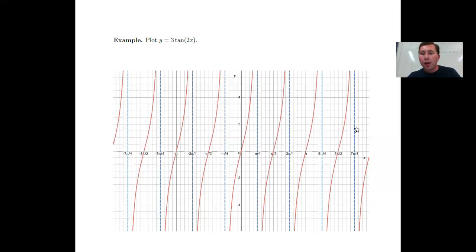So you can create many periods of this function by just plotting more of the asymptotes and just remembering that at 1/4 of the way into the interval, we're at negative 3, halfway we're at 0, and at 3/4 of the way into the interval, we're at 3. And so you can repeat that pattern over and over to create the picture I have here.